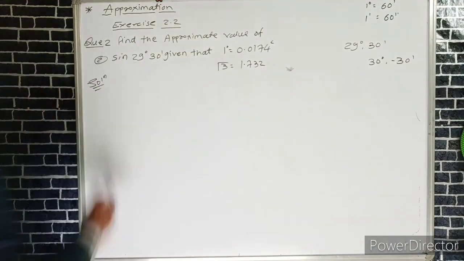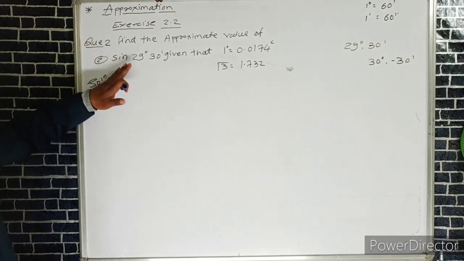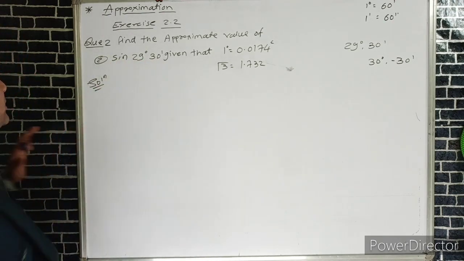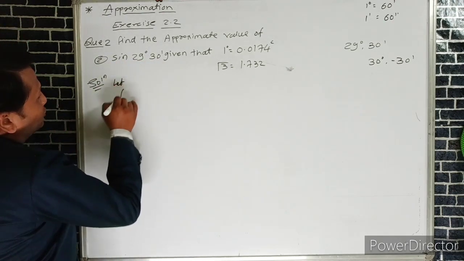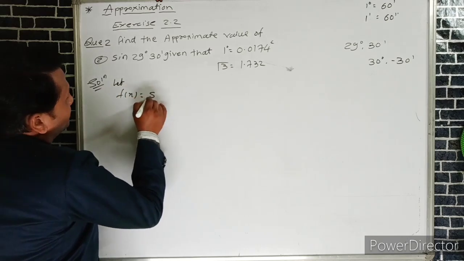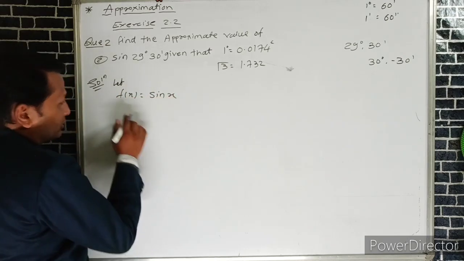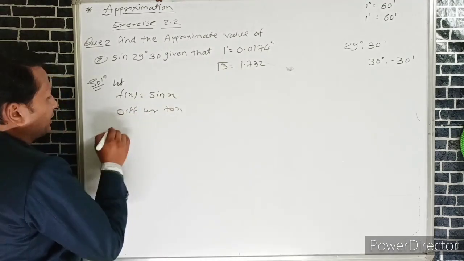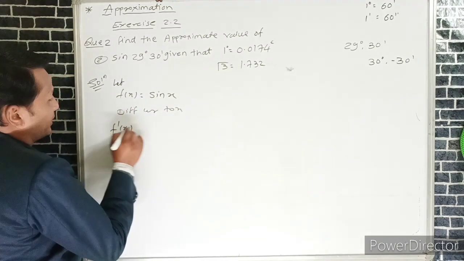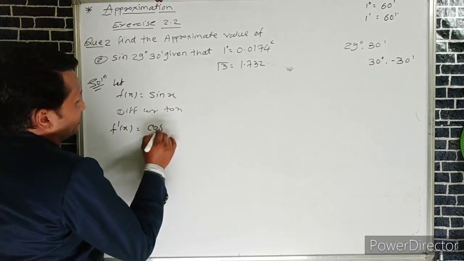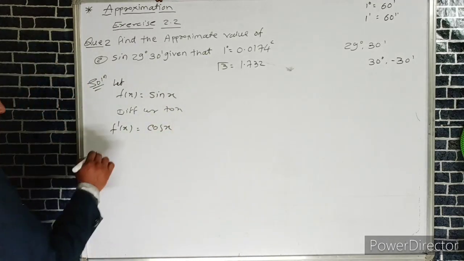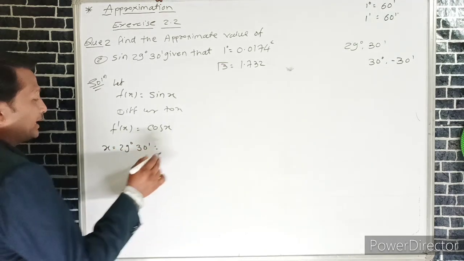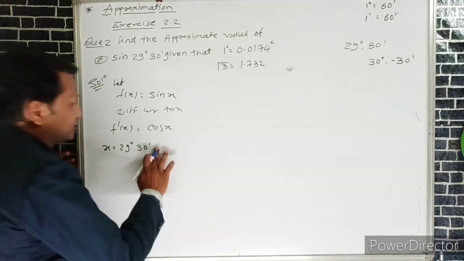So if we have to find the value of sine of 29 degree 30 minutes, first we consider the whole function f of x. Let f of x is equal to sine x. If we differentiate with respect to x, we get the derivative of f of x, which is f dash of x, and the derivative of sine x is again cos x. So here x is equal to 29 degree 30 minutes.